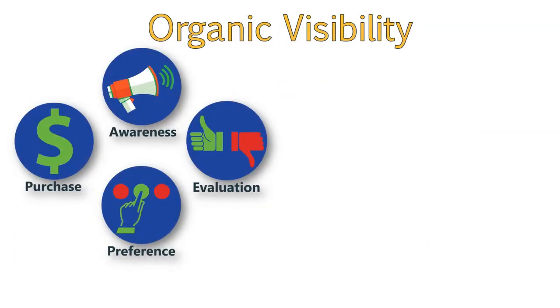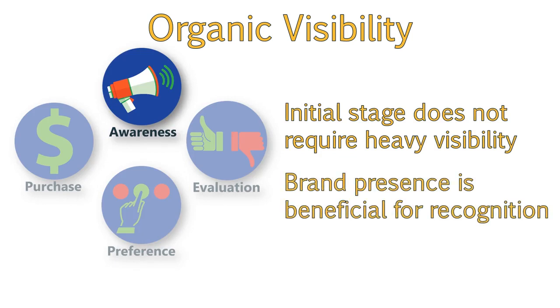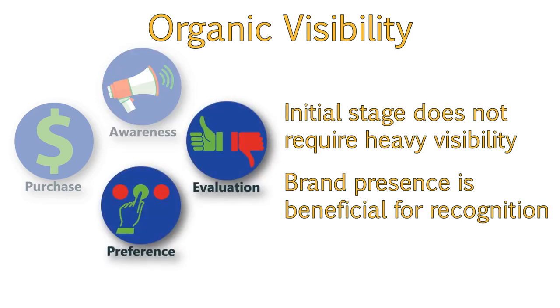Having an organic presence is useful in all stages of the cycle, but is more useful the closer you get to the actual purchase phase. You generally don't need a lot of visibility during the initial stage of awareness, though it can be beneficial to have brand presence here so the user recognizes your brand or site later. It can be helpful to have organic visibility in both the evaluation and preference intent phase, because the user may decide to convert and remember your site.